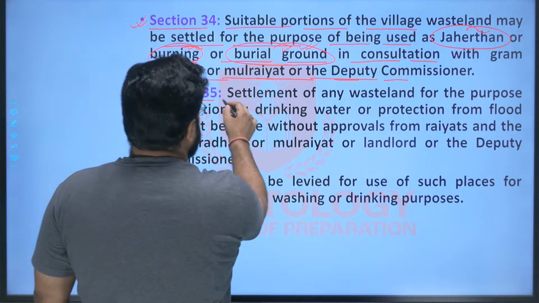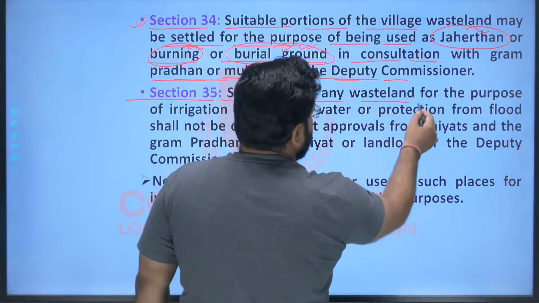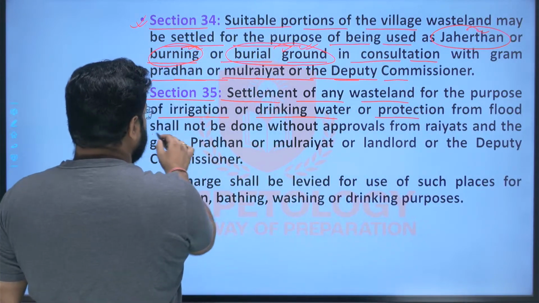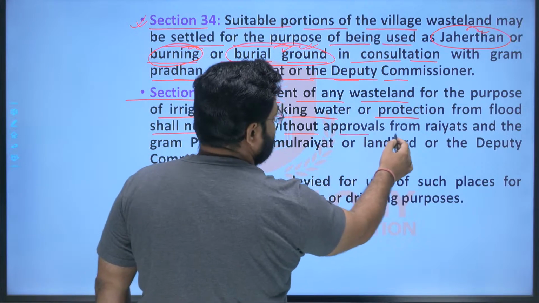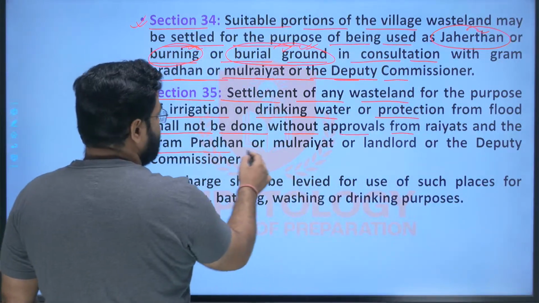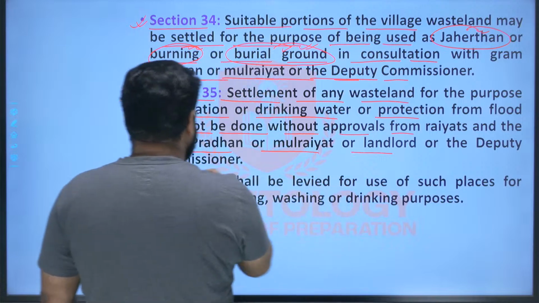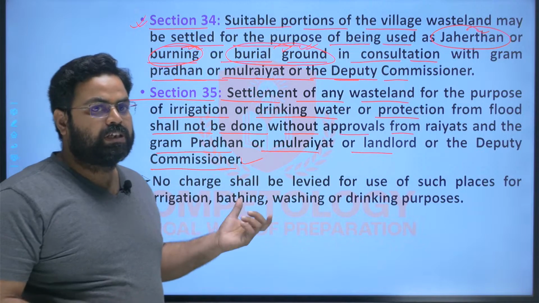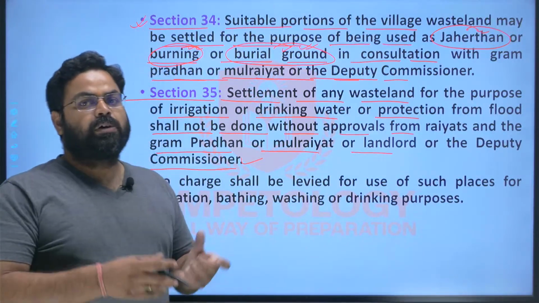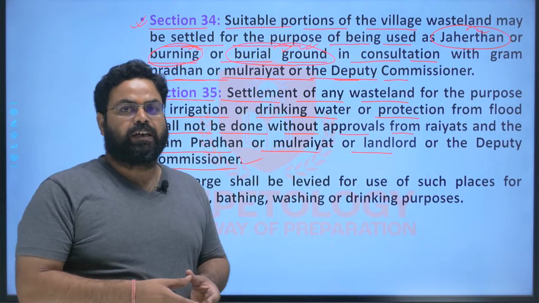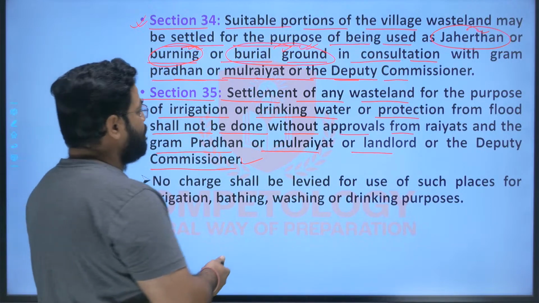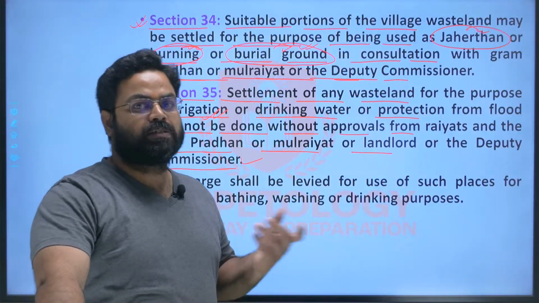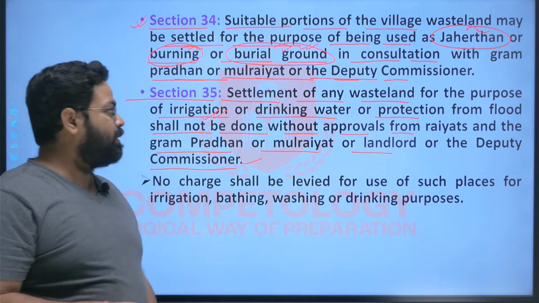Next, section 35 says that the settlement of any wasteland for the purpose of irrigation, drinking water, protection from the flood shall not be done without the approvals from the Rayyats and the Gram Pradhan or the Mool Rayyat or the landlord or the commissioner, DC, right? So all these people should give the consent so that some of the land which is wasteland or the vacant land can be allocated for the purpose of irrigational work, right? Like the construction of canal, construction of ponds or ahars, whatever it is.